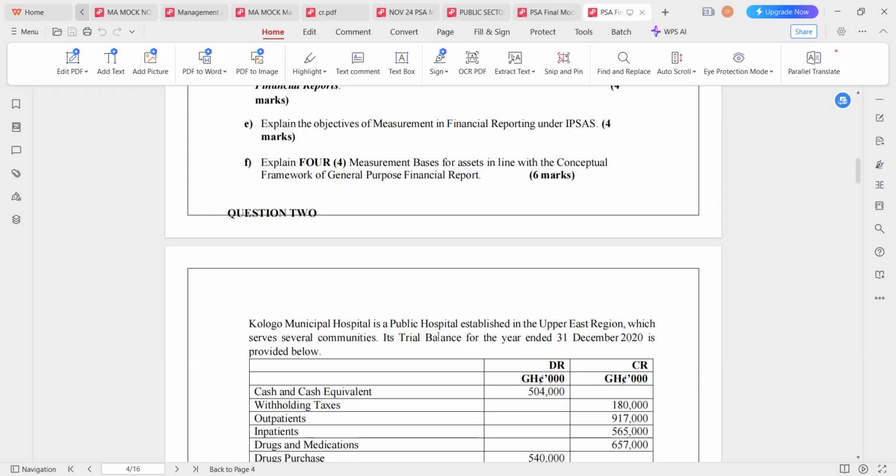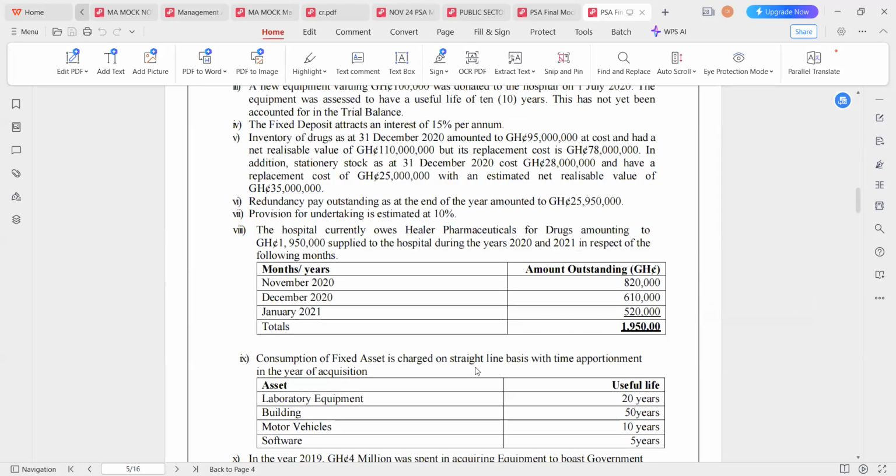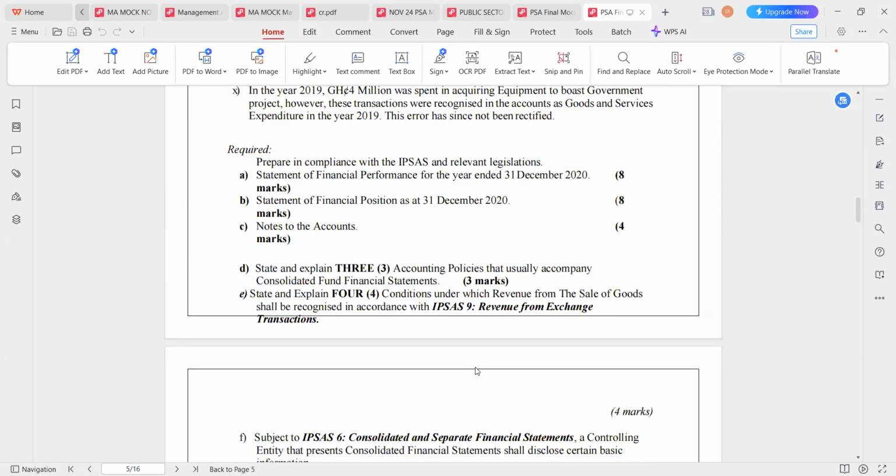So first I gave you a public hospital. Kolungo Municipal Hospital is a public hospital established in the Upper East region. So go through it and make sure that you can answer them. Then there's some theory here that I have a bonnet time on. This one, I don't know where you passed to understand.